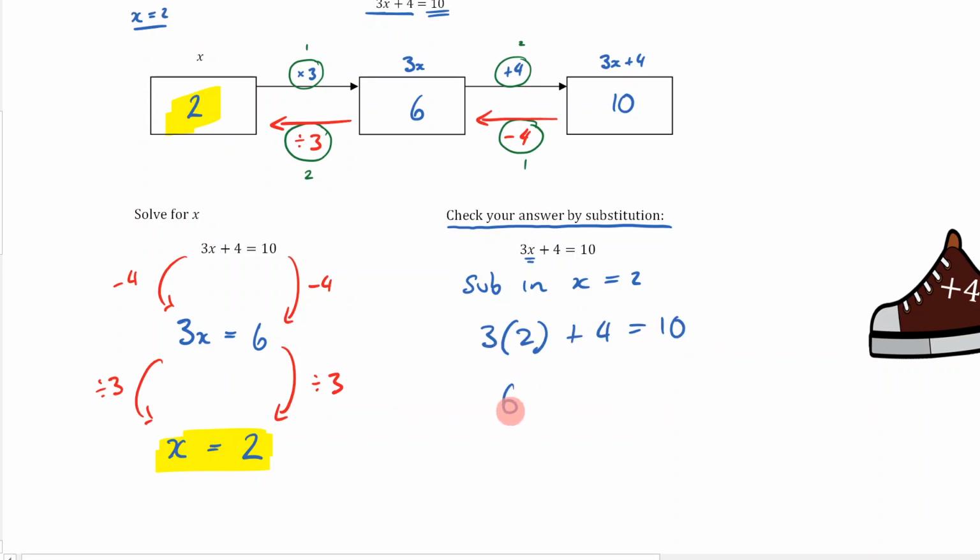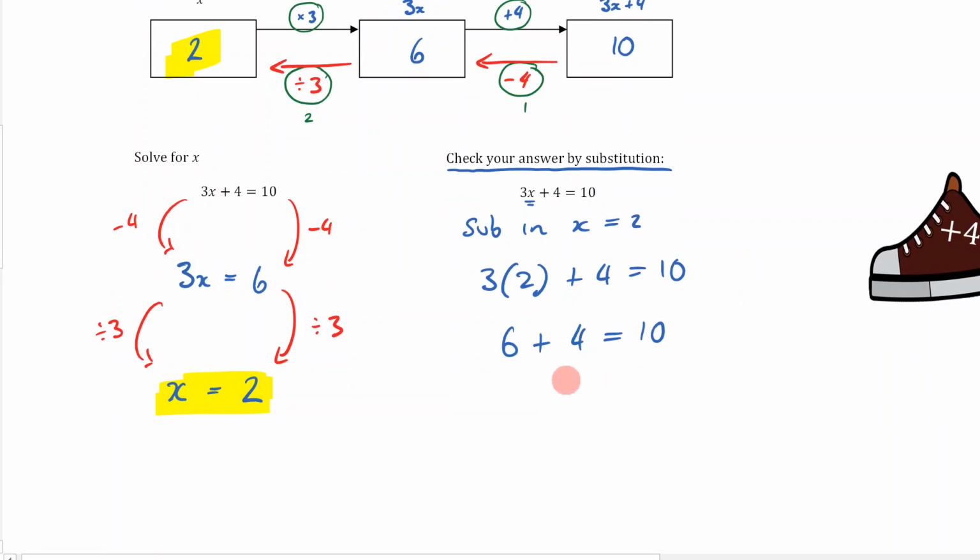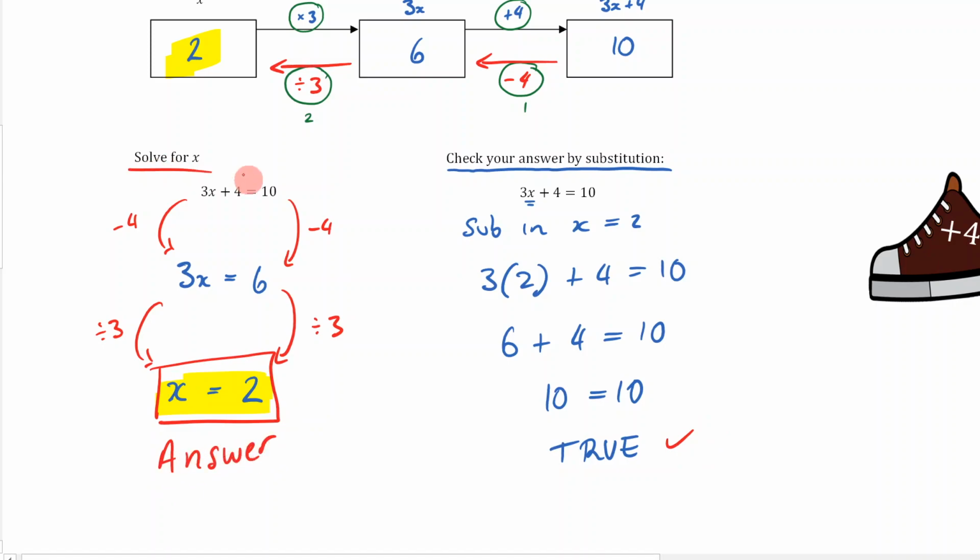3 times 2 is 6. 6 plus 4, does that equal 10? Well, 6 plus 4 is 10. And 10 equals 10, it is true. So that means I have done it correctly. I have checked my answer. Tick. This is my answer. X is equal to 2. Because remember, when it's saying solve for x, your answer should be x is equal to something. That's how to do it, everyone.